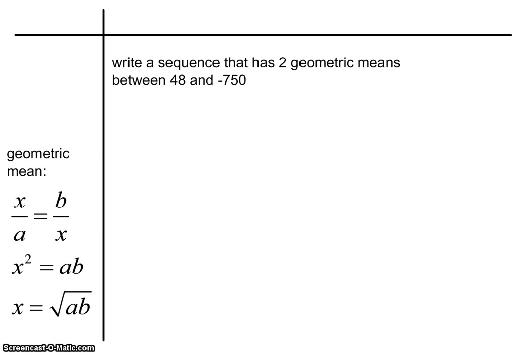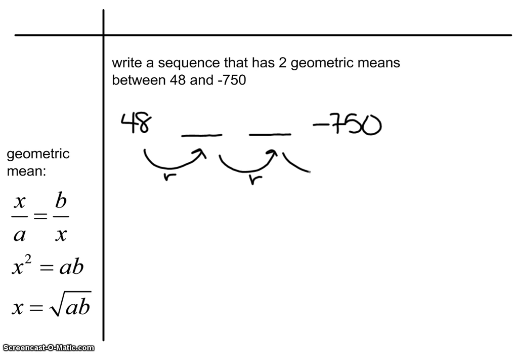All right, write a sequence that has 2 geometric means between 48 and -750. So just like with arithmetic, that means we need to find 2 numbers that go between 48 and -750, so that when I find some ratio and multiply it, 48 will get me to my second, then I multiply by that same ratio, it'll get me to my third, and when I multiply by my common ratio again, it'll get me to -750.